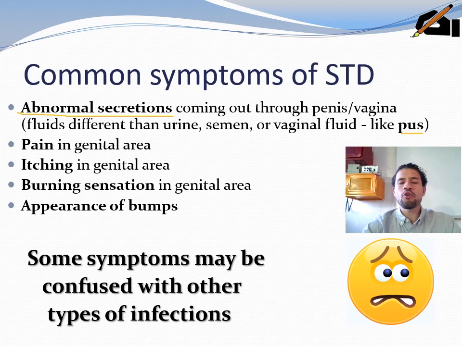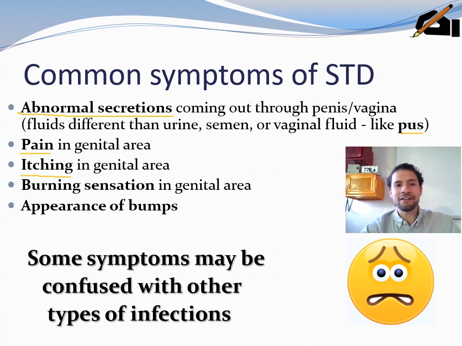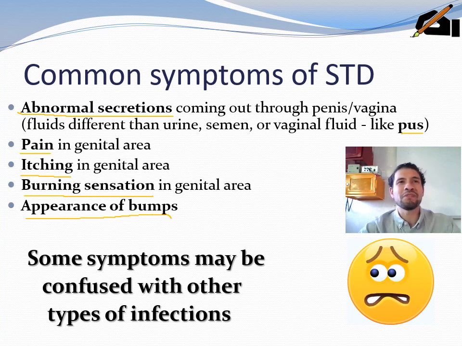Other symptoms are a little bit more physical, for example, pain and itching in the genital area. Remember, itching refers to comezón, like scratching and having this sensation. There's also a burning sensation in your genital area that can happen during urination. You can feel pain or burning while you're urinating, and that's another symptom very common in different STDs. And the last one that we have here, appearance of bumps. We can have bumps or blisters or rashes appearing on your skin. Those kinds of things that are not normal on your body may appear, and that's another symptom.